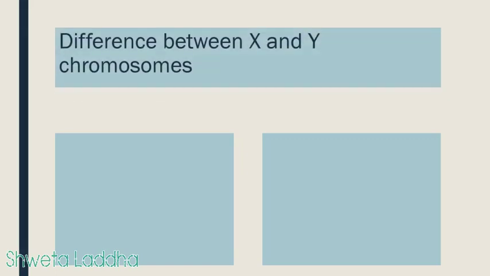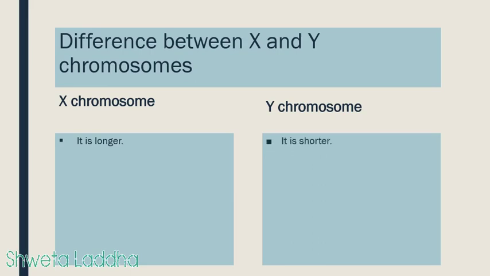Now let us see the difference between X and Y chromosomes. As we know, in human females, both sex chromosomes are XX, homozygous condition. In human males, both X and Y are present. So, is there any difference in the morphology of X and Y chromosome? Yes. X chromosome is comparatively longer, Y chromosome is comparatively shorter. X chromosome is metacentric, V shape, whereas Y chromosome is acrocentric.